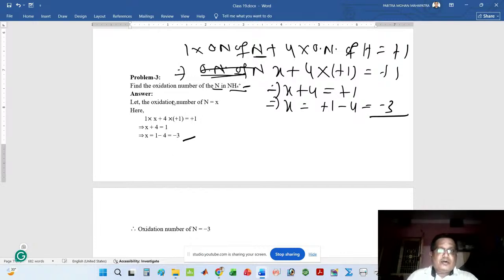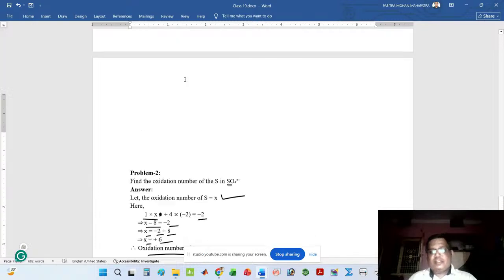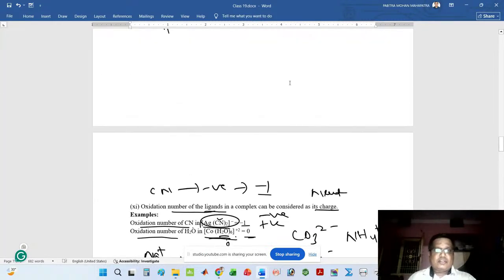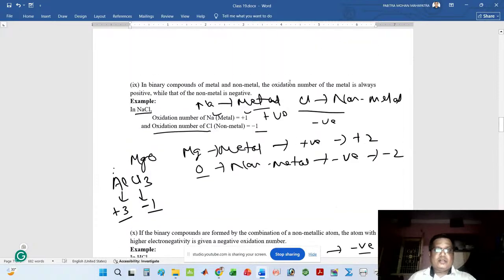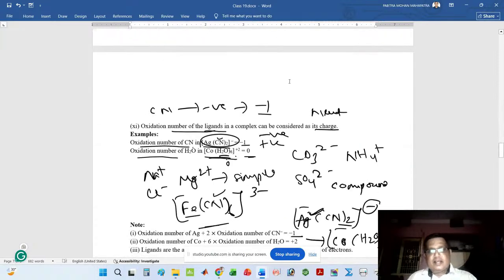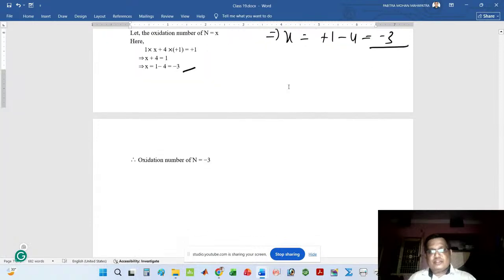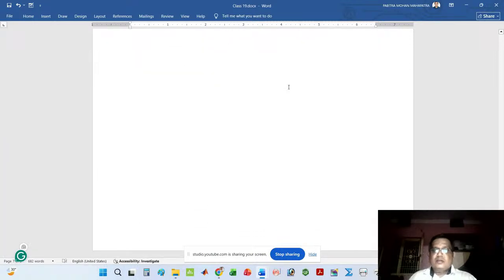This is all about what the oxidation number is and what the different rules are for the calculation of oxidation number. Finally, I have carried out a few problems regarding the determination of oxidation number. For this class, this is sufficient. So I want to stop the class here.